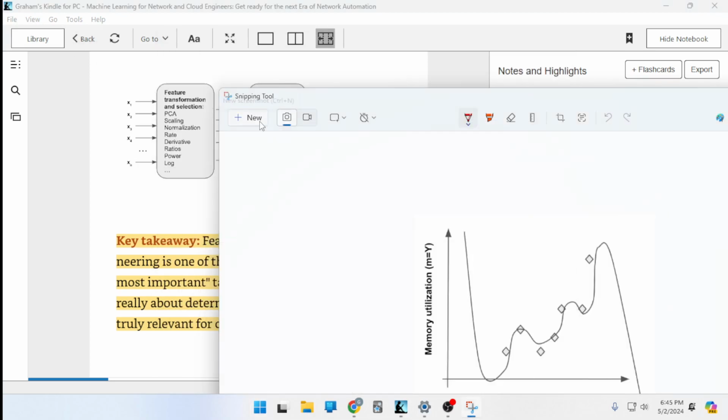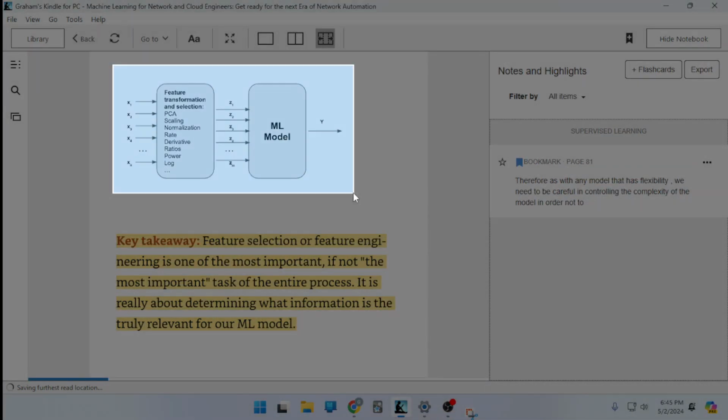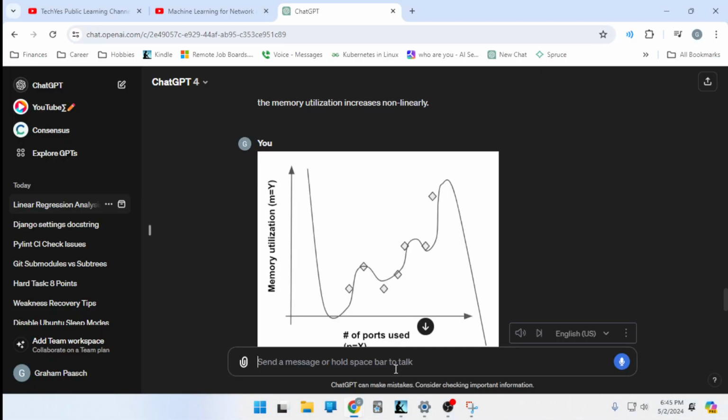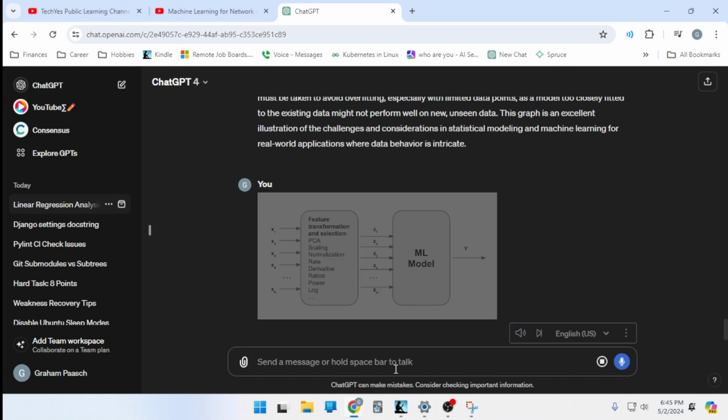So this is feature transformation and selection. Let's see what ChatGPT has to say about it. Maybe it'll have some high praise again.